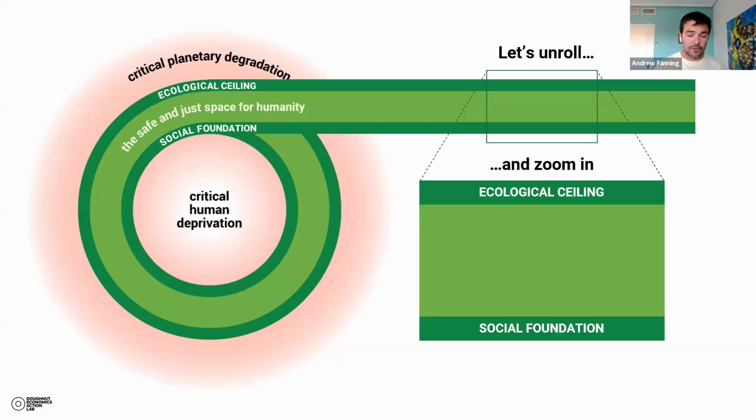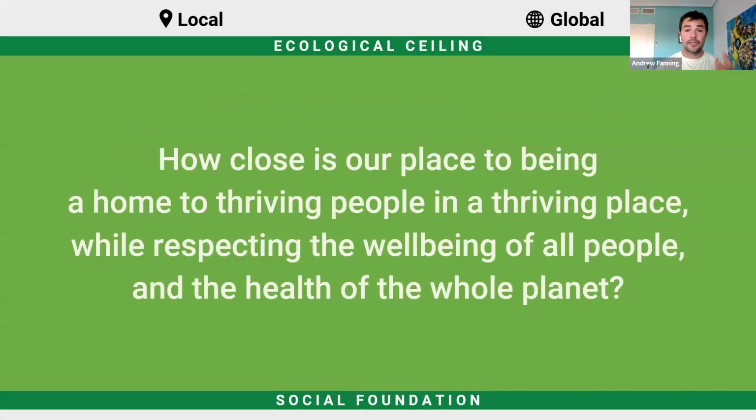One of the core tools that we work with at Doughnut Economics Action Lab is to say, okay, we have this global picture for all of humanity, but if we want to dive into a local context, then we need to free up some space, so we can unroll the donut and zoom in to open up space between the ecological ceiling and the social foundation. That's really what the donut portrait sets out to do. It aims to answer a very big question: from a data-led perspective, how close is our place to being a home to thriving people in a thriving place, while respecting the well-being of all people and the health of the whole planet?